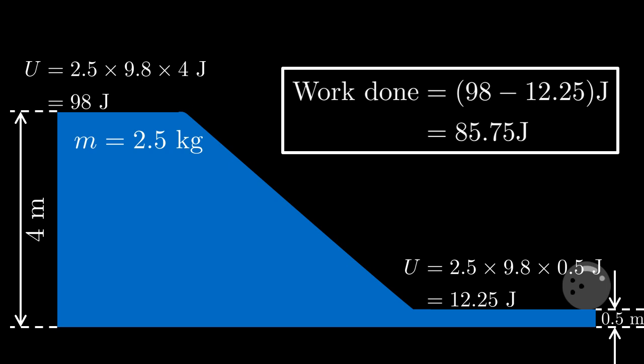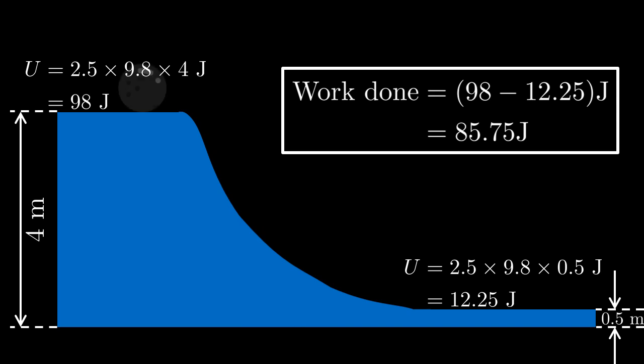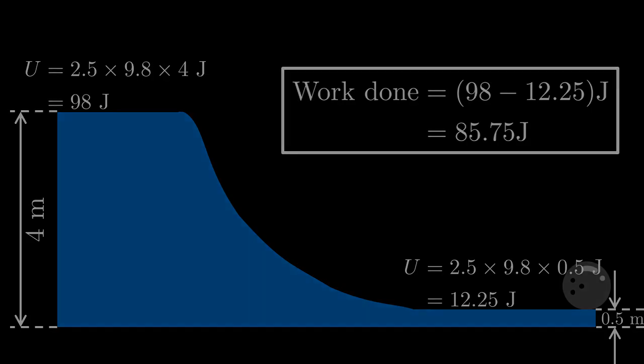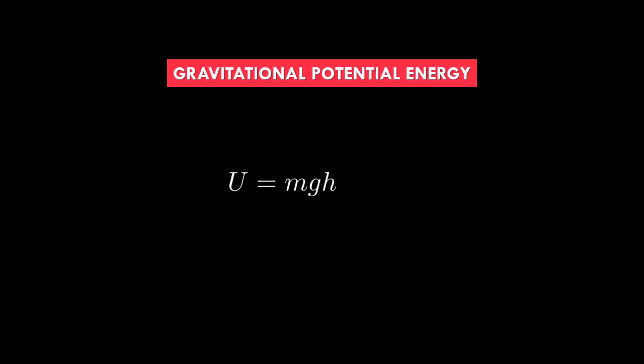In fact, it doesn't even have to be a straight ramp. Whatever the shape may be, if the starting and ending height is fixed, it would always yield the same amount of work. And if we assume that all of this work was converted into kinetic energy, we could predict how much speed the bowling ball should have at the end of the ramp. But I digress. However, if we wanted, we could make this calculation a bit easier.